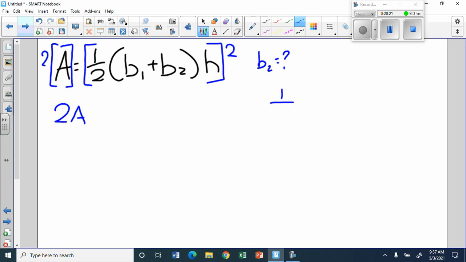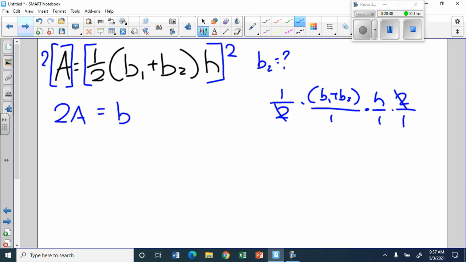And just to see what we have here, we have 1/2 times b1 plus b2 over 1 times h over 1 times 2 over 1. That's what this says. So tops and bottoms can cancel. I'm left with everything that's left. So base 1 plus base 2, still in parentheses, times height.